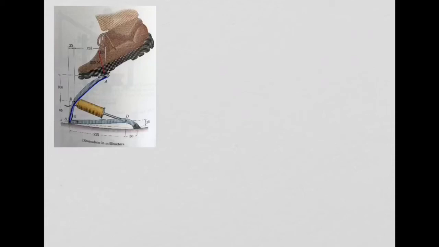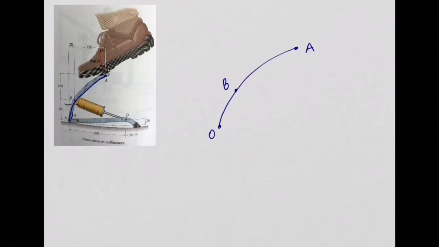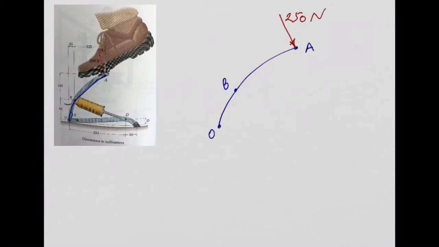So basically I'm going to isolate. This is point O, this is point B, this is point A. So I'm going to isolate this member OBA from the entire pump. What do I need to represent? I need to represent all the external forces on this member. One is the force of the foot, which is 250 newtons. So I can represent it here, 250 newtons. You know the direction of this force because this angle is 15 degrees, okay?